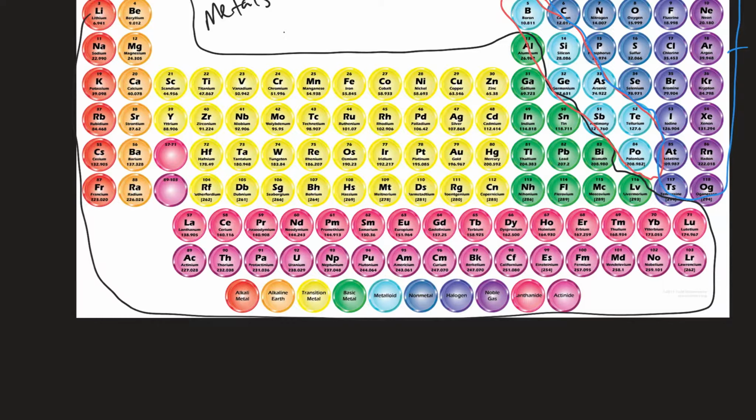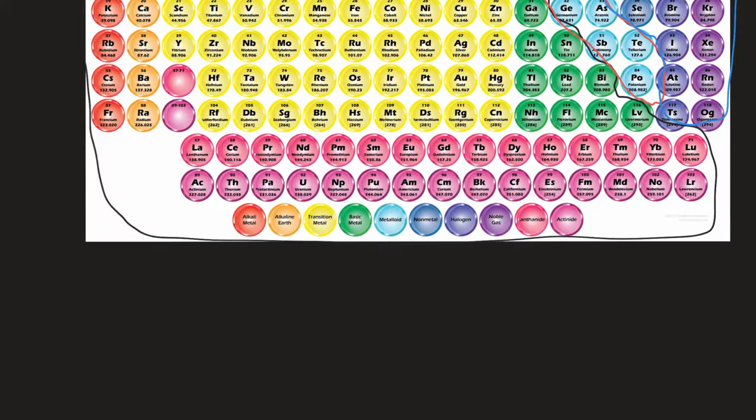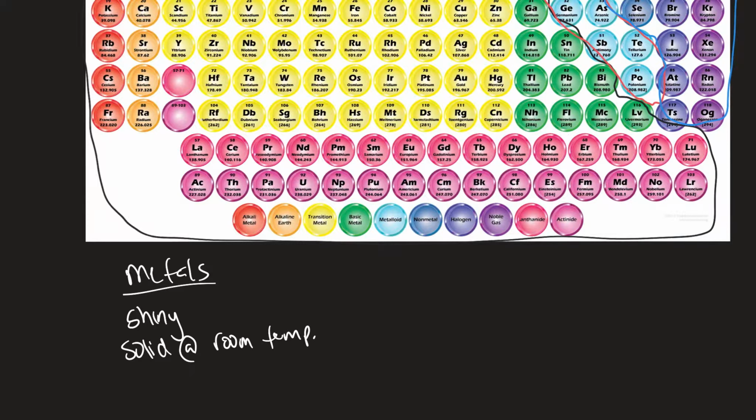So now when it comes to the metals, the first group that I talked about, some of the physical characteristics of metals is that oftentimes they're shiny. They're also usually solid at room temperature. There's one big exception to this, and that's mercury. Mercury is the only one that's liquid at room temperature.